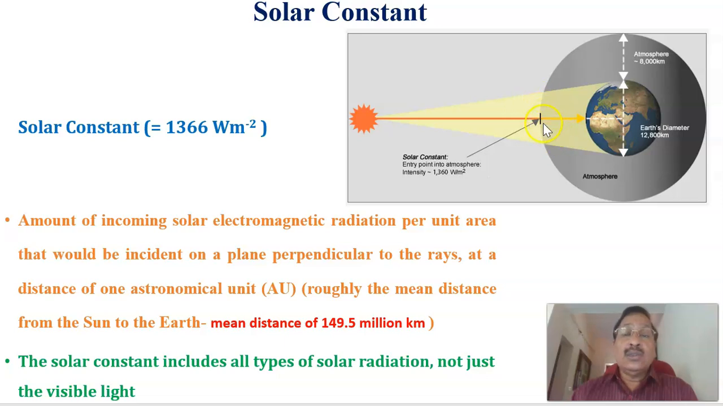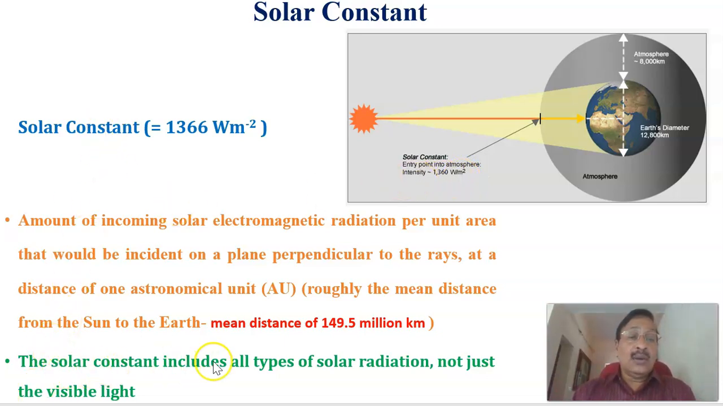What is the solar radiation per unit area? That is what we call the solar constant. Approximately it is 1366 watts per meter square, or 1.366 kilowatt per meter square. This is an approximate value only, but here it is shown as 1360 watts per meter square. So that is an approximated value.